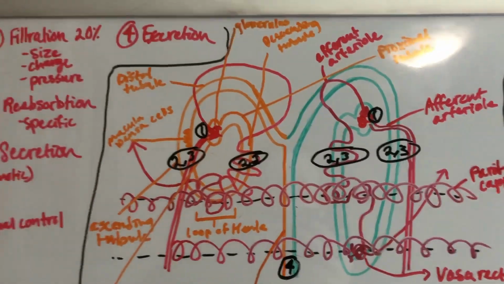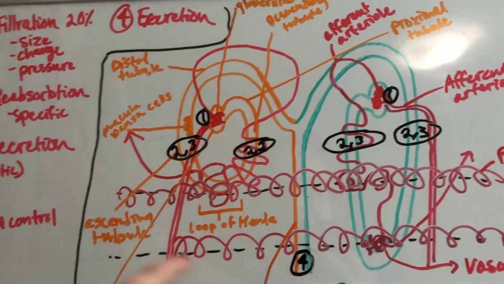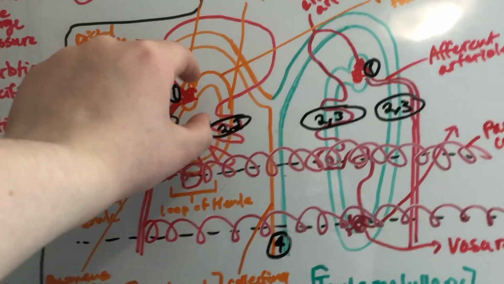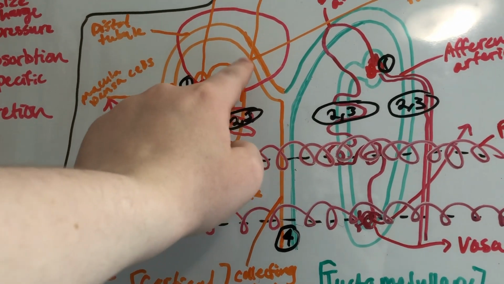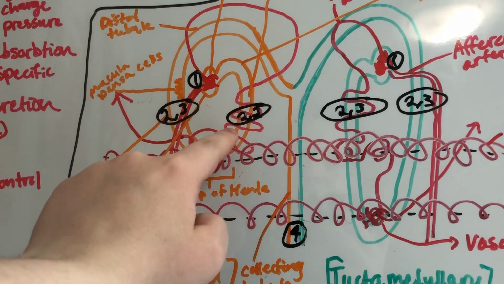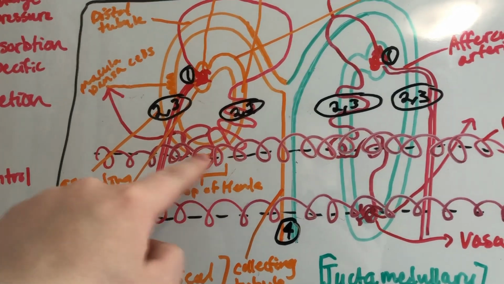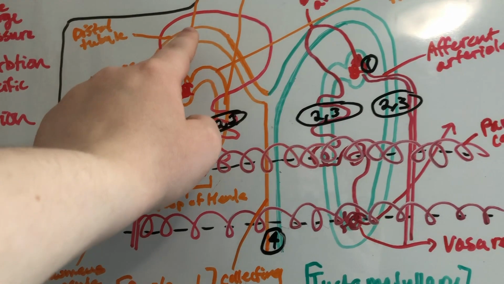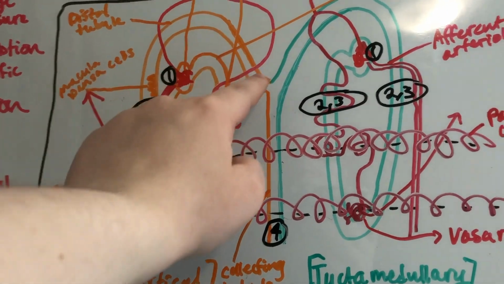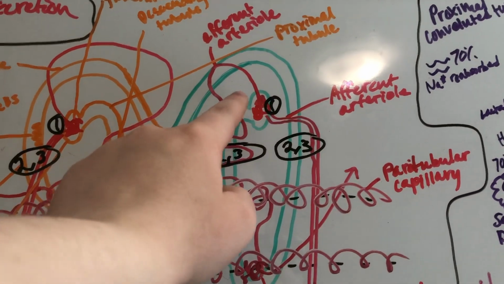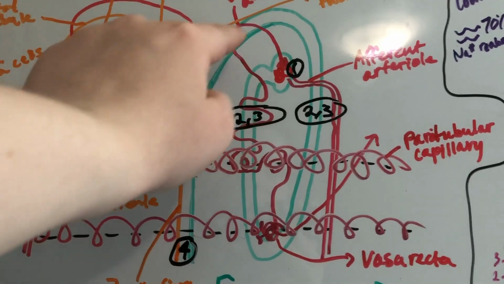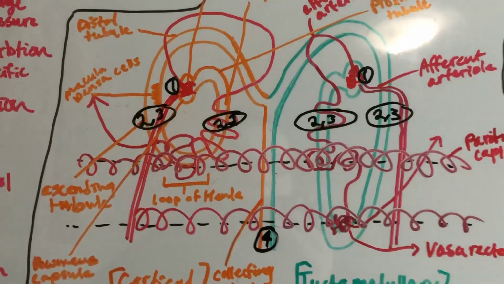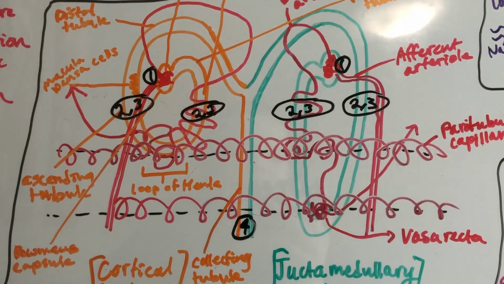So anyways, okay, moving on, we have our loop of Henle, and they both have a loop of Henle. And then, well, let's start at the glomerulus actually. Coming off of that Bowman's capsule, you have your descending tubule, and then you have your loop of Henle, and then you have your ascending tubule, and then your distal tubule. So on this side, you've got your descending, loop of Henle, ascending, distal, and then they connect at the collecting tubule.